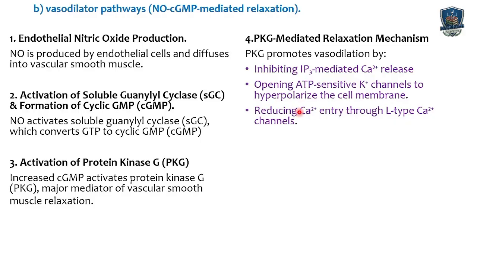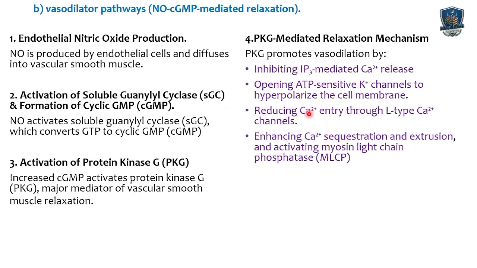And when they're closed, there will be no calcium entry. So there will be a reduction in the calcium entry. And when there's a reduction in calcium entry, there will be a decreased intracellular calcium. And when there's a decreased intracellular calcium, that leads to an activation of the myosin light chain phosphatase.